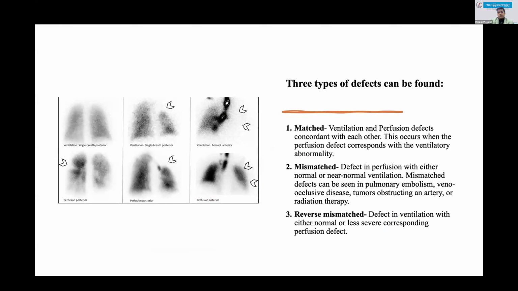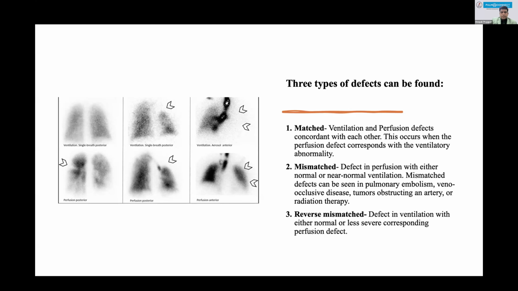So there are basically three types of defects which can be found in the ventilation perfusion study. There are matched defects. So what are the matched defects? In the first image, the ventilation and the perfusion defects are concordant with each other. This occurs when the perfusion defect corresponds to the ventilatory abnormality. Suppose a patient is having a fibrotic lesion, and in the X-ray image or the ventilatory image the lesion is there, and we find the same lesion in the perfusion area also, it is called the matched defect.